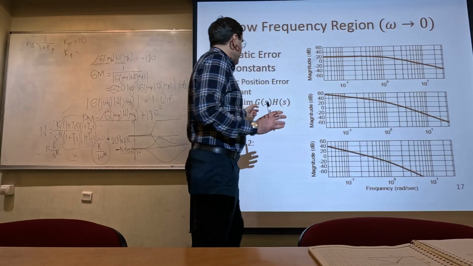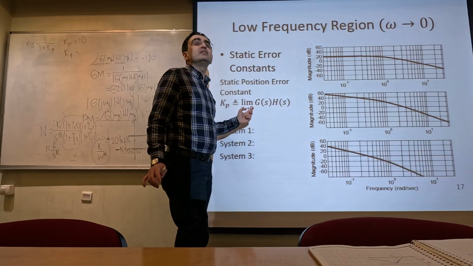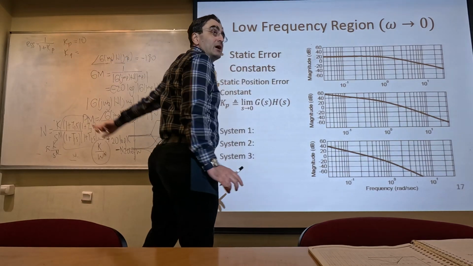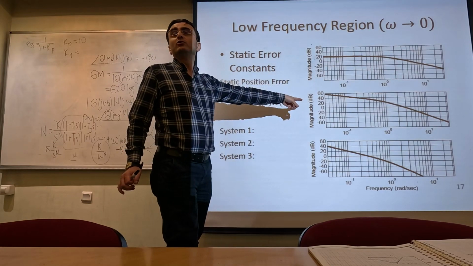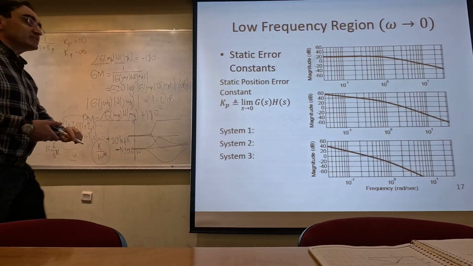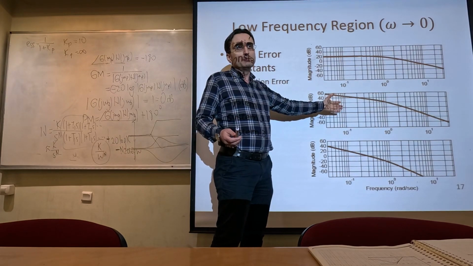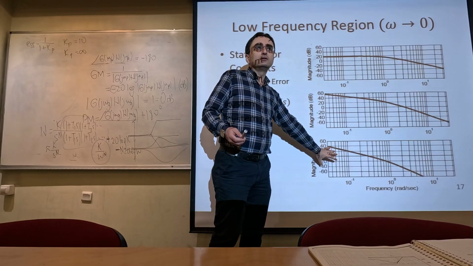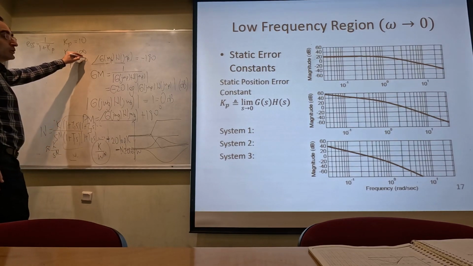Because this limit is taken when s goes to 0, when the frequency goes to 0. Frequency 0 on this plot is at minus infinity, on a log scale. So what is the value there? It is infinite. So Kp is infinite. This is a type 1 system, and it has to give zero steady state error to unit step input. That is why this has infinite Kp. What about this one? It has again infinite Kp for the third system.